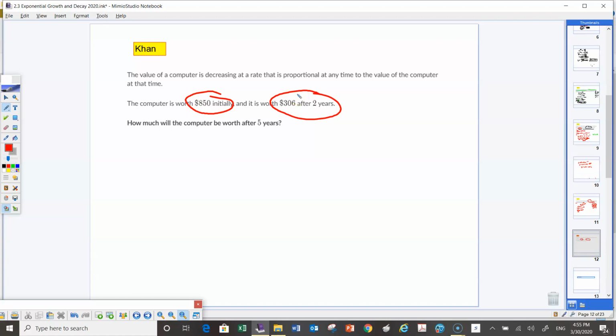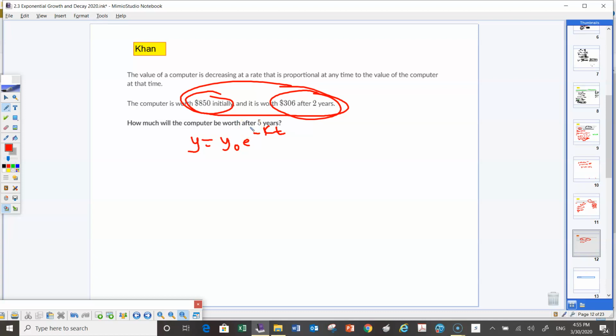So again, because it's talking about proportionality, it's decreasing at a rate at any time in relation to the value of the computer. This is exponential decay, so therefore we're going to use our exponential decay formula with k being negative. Again, we'll use this provided information here to help us find the value of k, and then we will use that to help us answer the question as to how much the computer will be worth after 5 years.